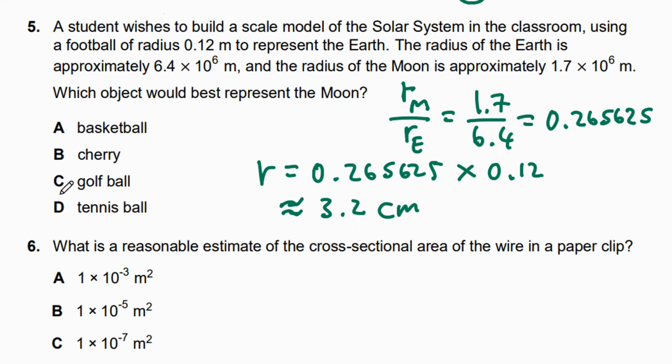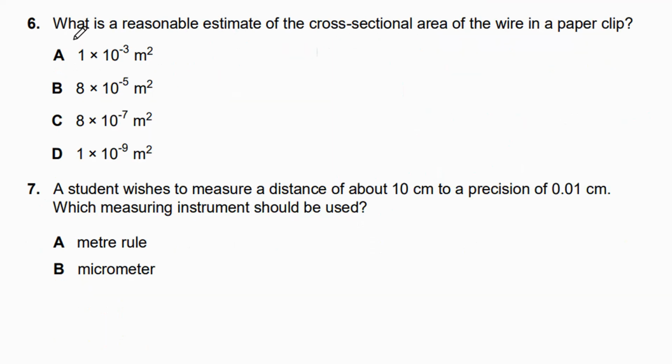I would say a tennis ball. The diameter of a tennis ball is between 6 and 7 centimeters. So the radius then would be approximately 3.2. Then number 6, what is a reasonable estimate of the cross-sectional area of a wire in a paper clip?